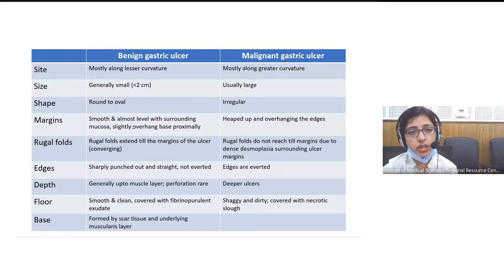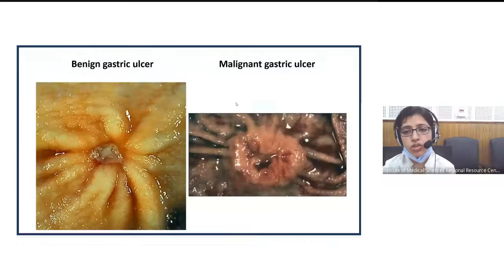The margins of benign ulcers are smooth, level with the surrounding mucosa, and only proximally they show a little overhanging. While in the malignant ulcer, the margins are all heaved up. So this is what we call heaped up margins. Okay, so there is a lot of heaping of the margin. They are not at the same level as the surrounding mucosa.